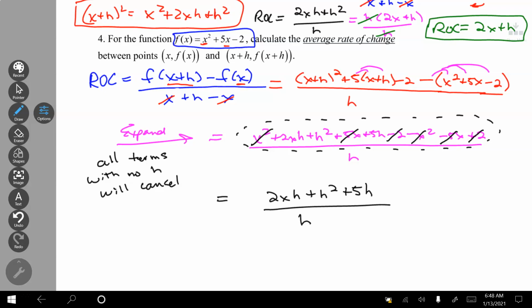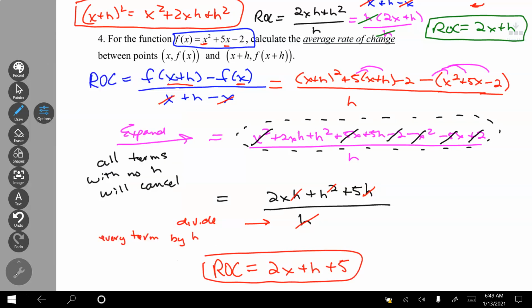If all the terms without an h did not cancel out in the numerator, you did something wrong. That's your self-check. Now when I see this on the bottom, I'm dividing by h. So that means I could cancel 1h everywhere. So I'm going to divide every term by h. So this h cancels out. I cancel out 1h here, I cancel out 1h here, I cancel out 1h here. And I get my rate of change is equal to 2x plus h plus 5.